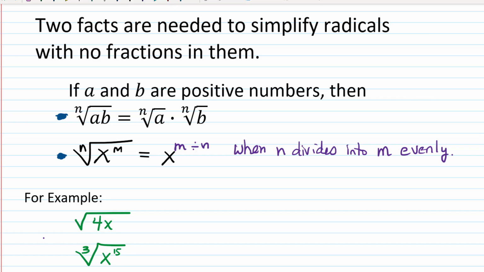In this video, which is part 2 of a set of videos on simplifying radicals, we're going to focus on higher indices like cube roots, fourth roots, and so on, and also on how to add and subtract radicals once we've simplified them.